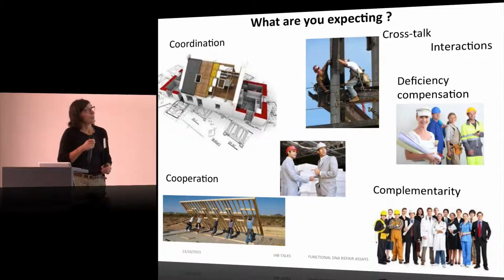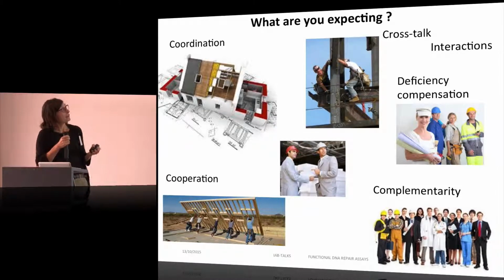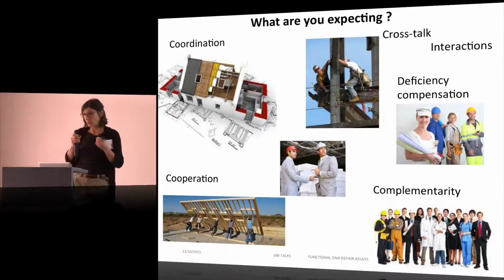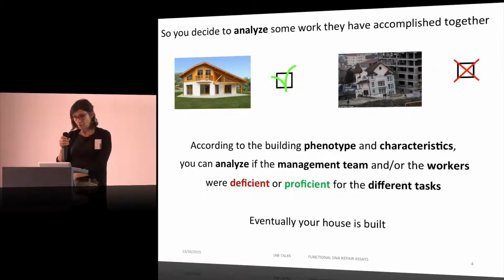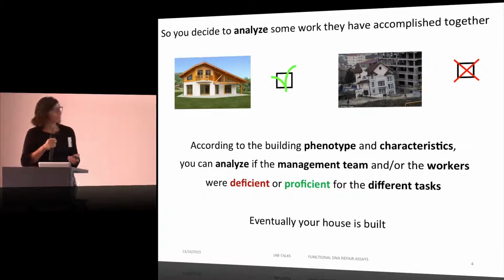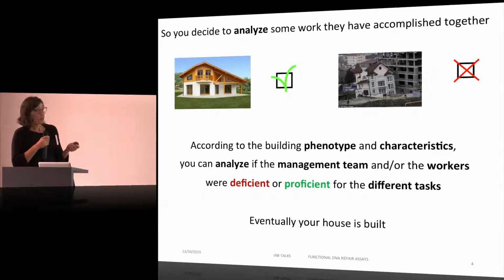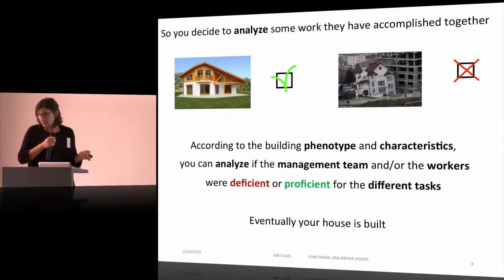So, okay, you decide to analyze some work they have accomplished together. So you really want to see what they have accomplished together. So you visit some buildings, you visit some houses, and you can check if all the required rooms are here, if the job was done properly, or if there are some problems. So maybe here you can see that the engineer was not good, maybe the guy in charge of the concrete preparation was not good, whereas you can see that the roof is okay, so some tasks were done properly, whereas others were not.